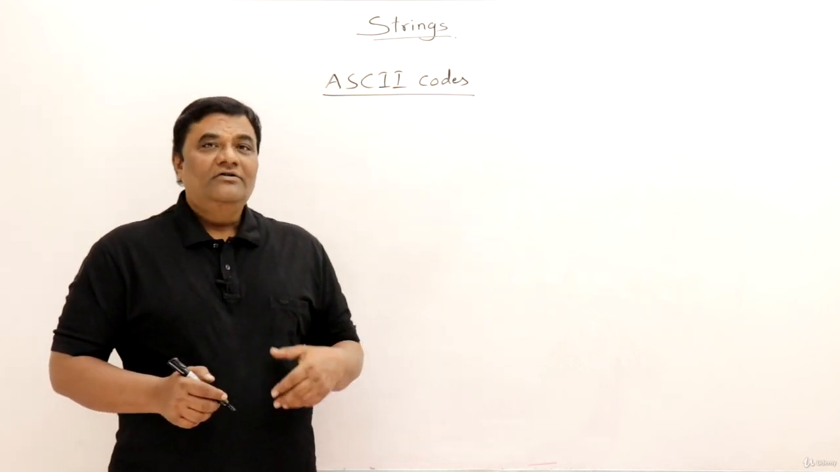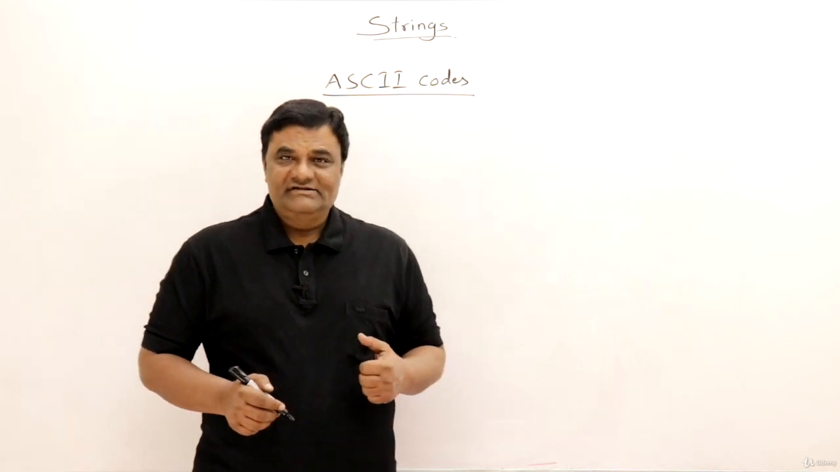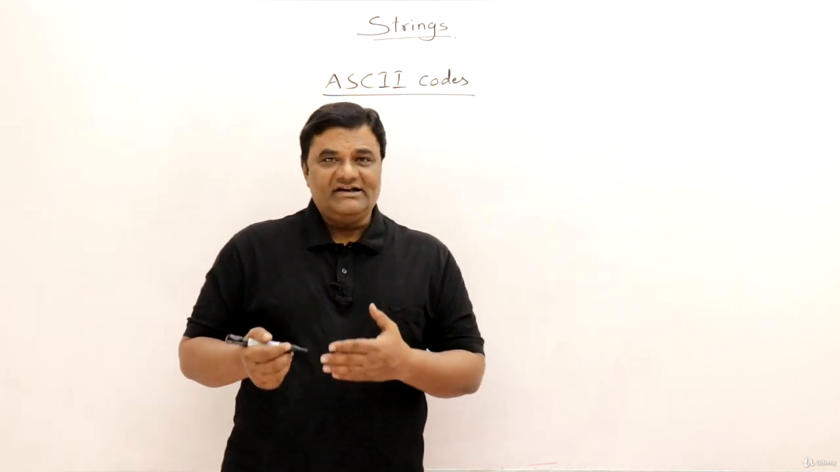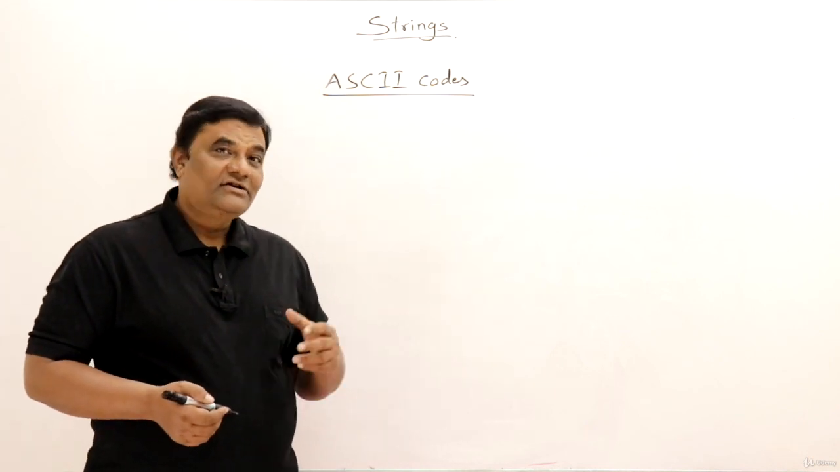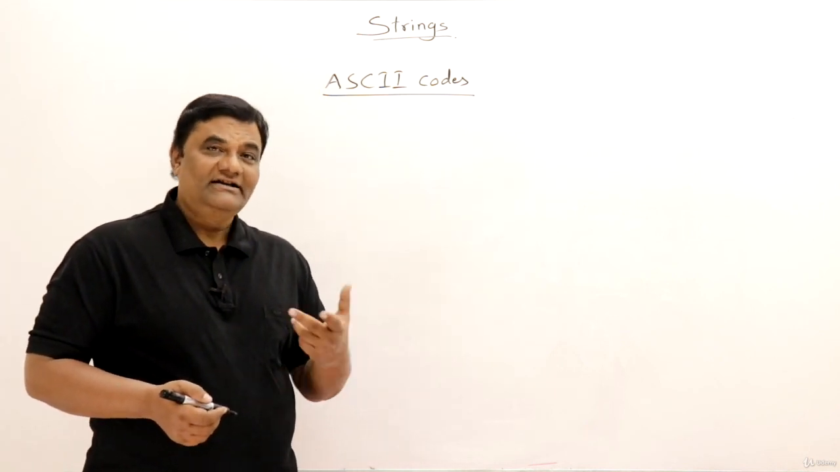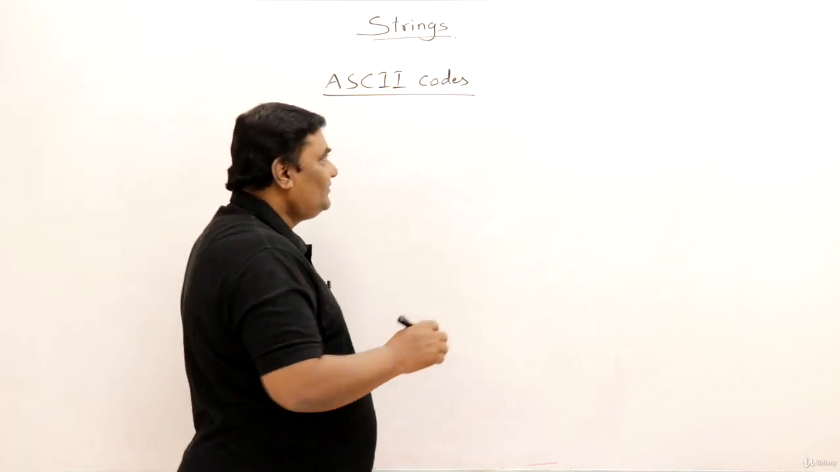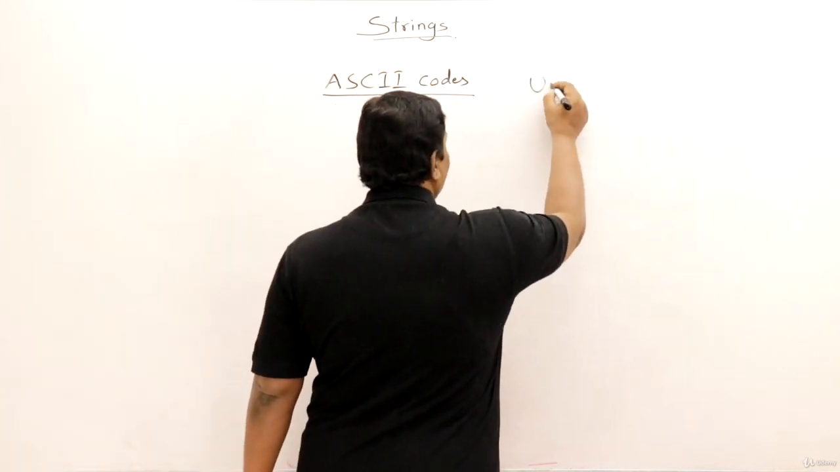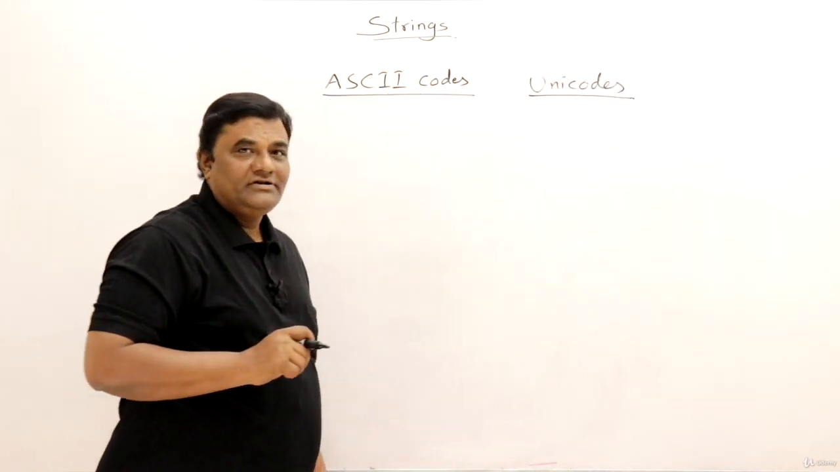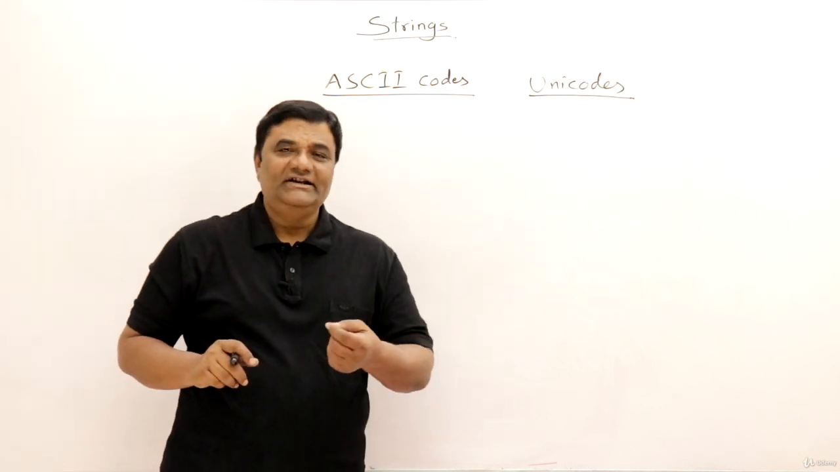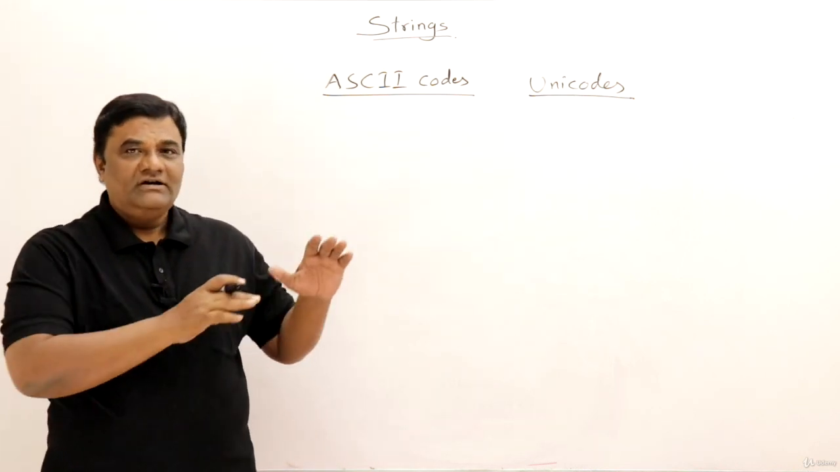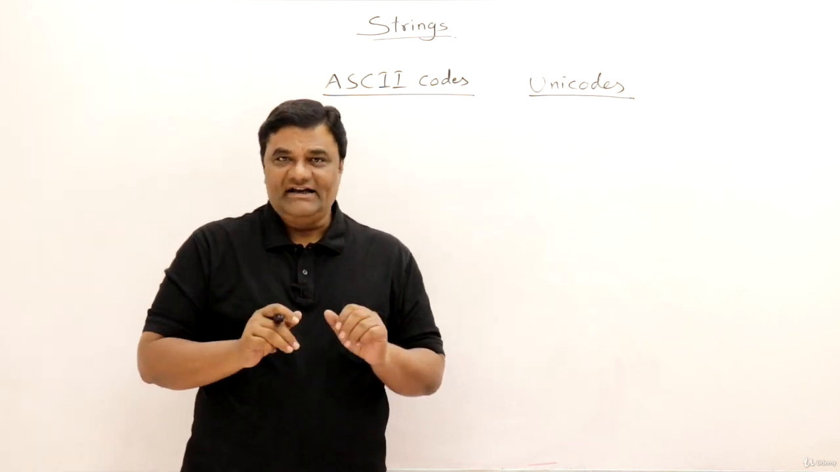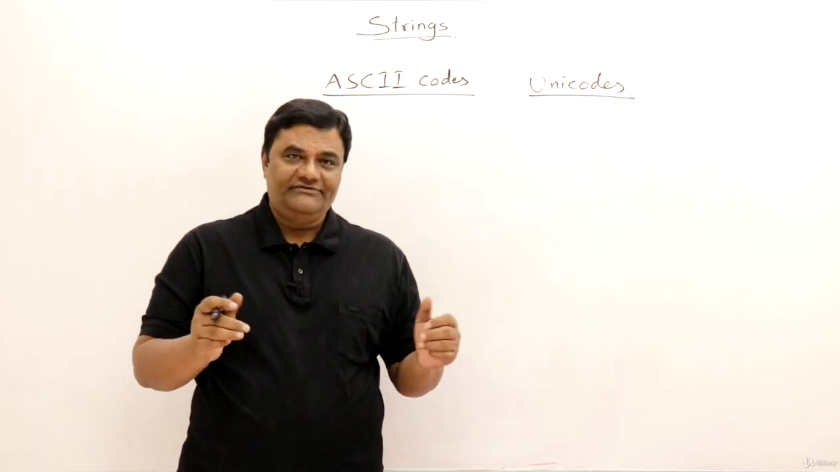And moreover, for other natural languages like Chinese, Japanese or Hindi, and various other natural languages, the codes are defined, and those are ISO standard codes, and those codes are called Unicodes. So we will be learning about ASCII codes first, then I will explain a little bit about Unicode also. So ASCII codes are for the English language. Now how are the codes defined?